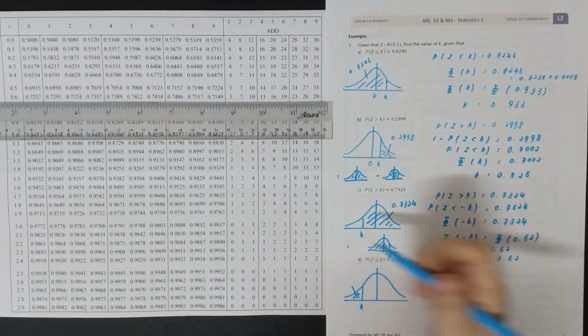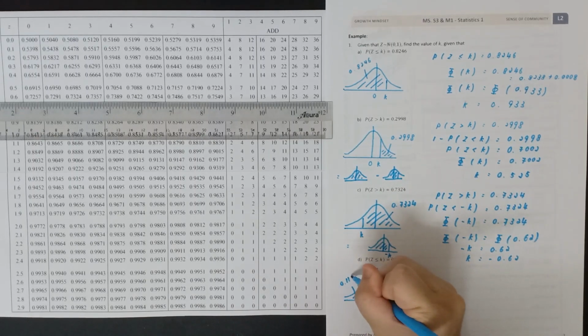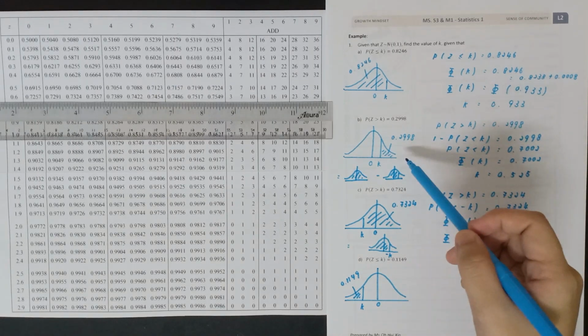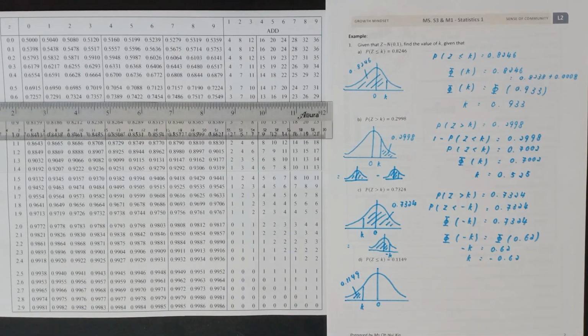Then only my area here can be 0.1149. Okay, then after that I'm going to do the same thing. So you still remember how you do this when you have the previous one? You are going to first reflect. After that you get exactly the same thing like B. Then after that you use the full one to minus the smaller than part.